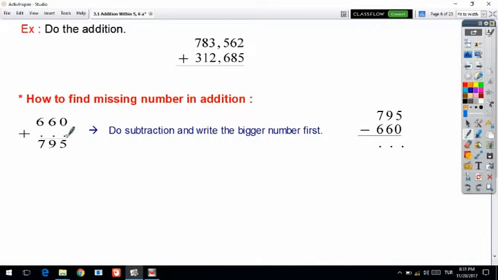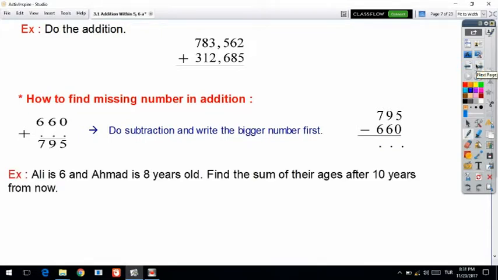We have just one rule to get the missing number: do subtraction and write the bigger number first. So what is the bigger number here? Of course 795. I am writing 795 first, then the other number 660, then let's subtract them. 5 minus 0 is 5. 9 minus 6 is 3. 7 minus 6 is equal to 1. Your answer is 135.